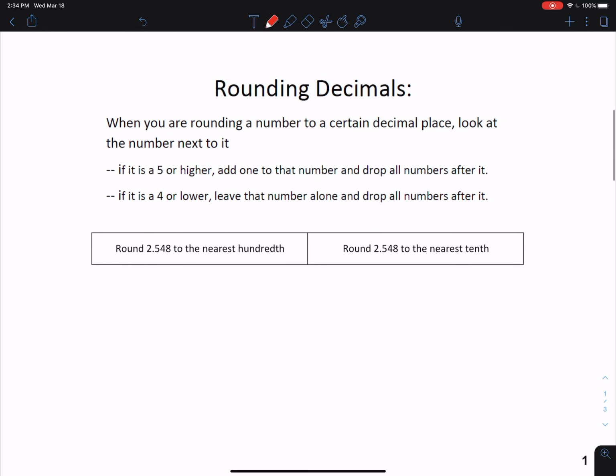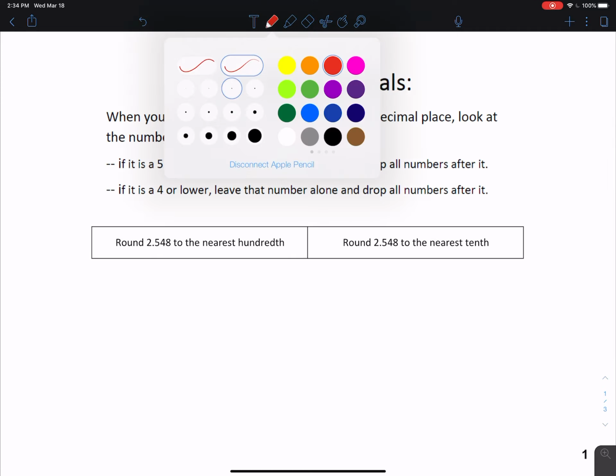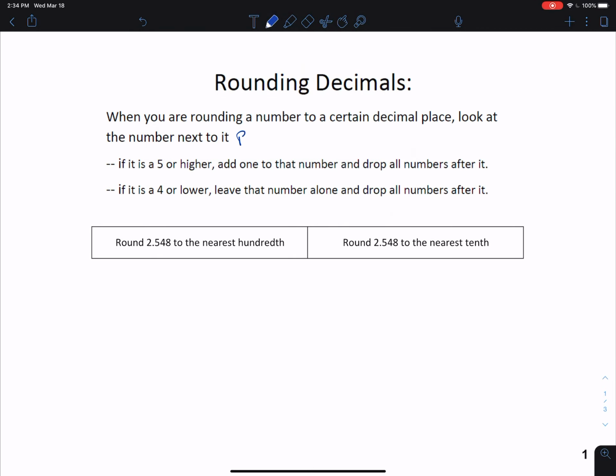When we're rounding decimals, we look to the number next to it. And when I say next to it, I mean to the right of it. If that number to the right is a 5 or higher, we add 1 to the number we're rounding and drop all numbers after it. If it's a 4 or lower, we leave that number alone and drop all numbers after it.